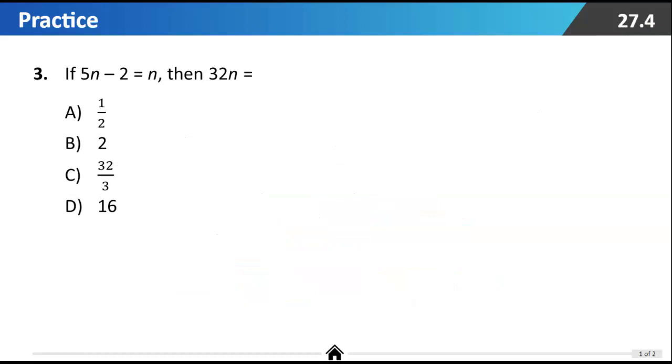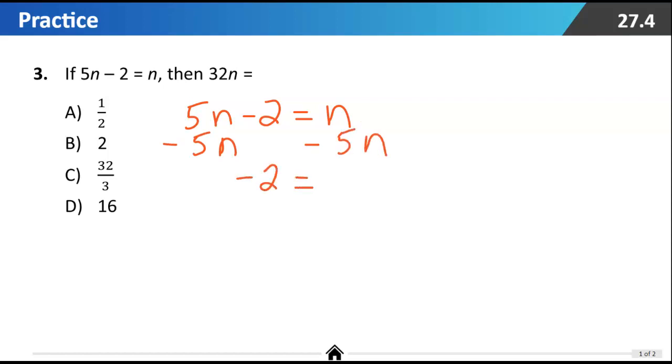Finally, last question. 5n minus 2 is equal to n. Seems pretty straightforward. Subtract 5n from both sides. We've got to isolate that constant term on the left. We're going to get negative 2 is equal to negative 4n. And we're going to divide by negative 4, because that's negative 4 times n, divided by negative 4. And we have 1/2 is equal to n.